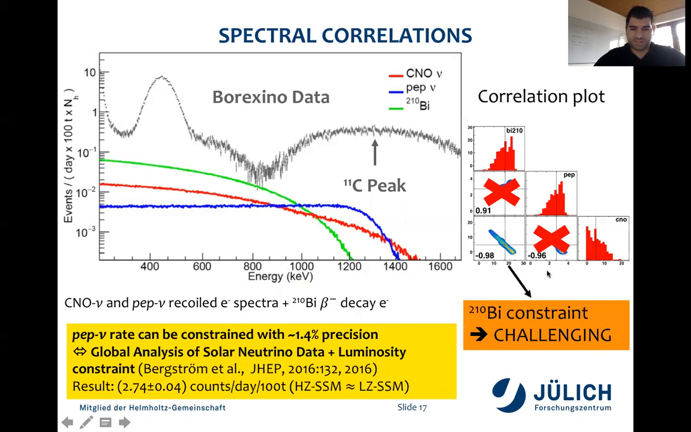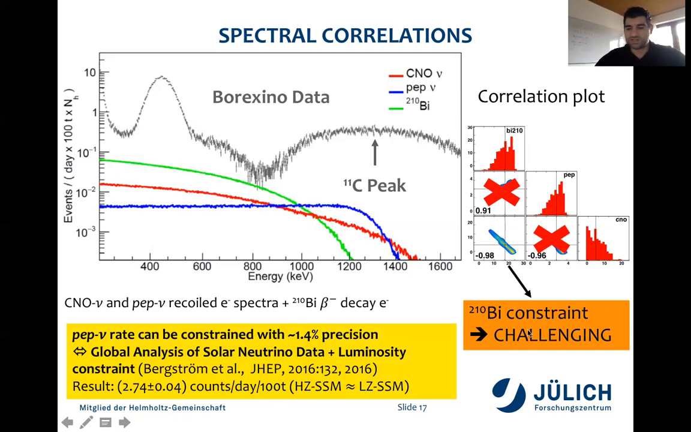However, we can constrain the PEP neutrino rate with 1.4% precision by doing a global analysis of solar neutrino data and applying the luminosity constraint. This is this publication here. And then we end up with 2.74 plus minus 0.04 counts per day per 100 tons in rate.